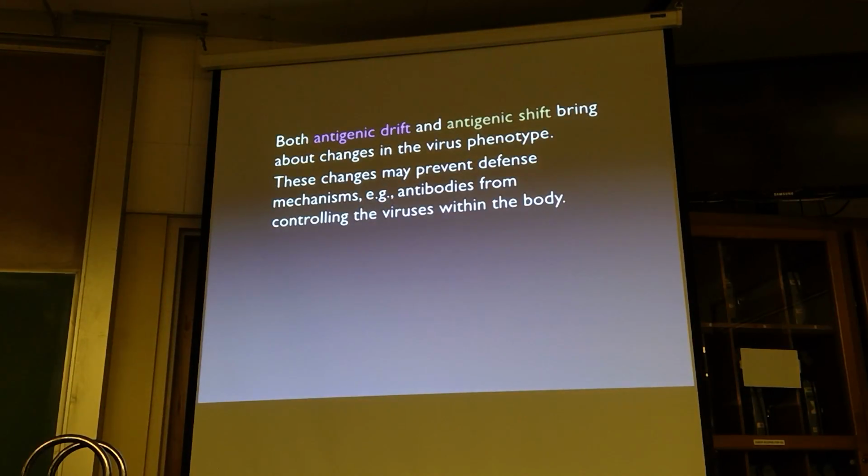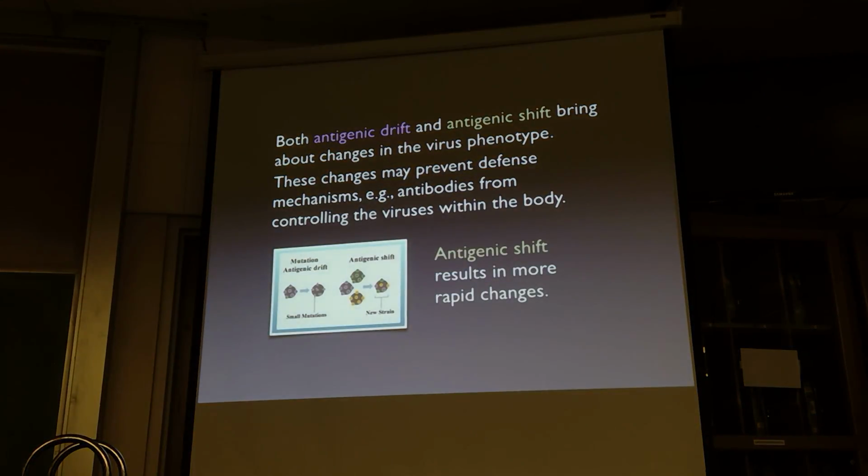So both antigenic drift and antigenic shift bring about change. Drift is slower because it involves mutation. Shift involves this reorganization or reassortment of viral RNA segments where you put together multiple within the same virion. Either way, it's going to make it tough for the body to produce antibodies against these viruses and protect you from them. This is showing mutation where you have a little bit of change.